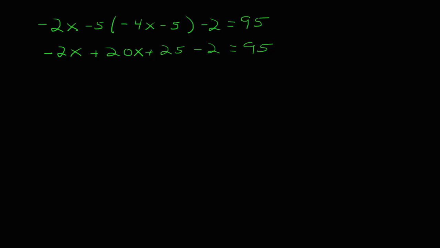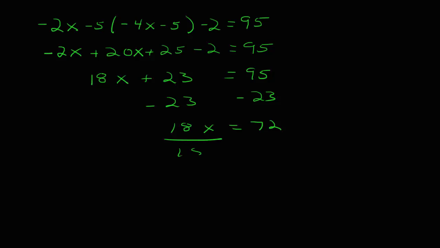That's 20x there. We're going to combine our like terms, -2x and 20x. That gets us 18x. And then our combination of 25 and -2 is 23. That's going to be equal to 95. We are at the two-step equation, level 2 equations. Subtract 23 from both sides. We get 18x = 72. Divide both sides by 18. And we end up with x = 4.